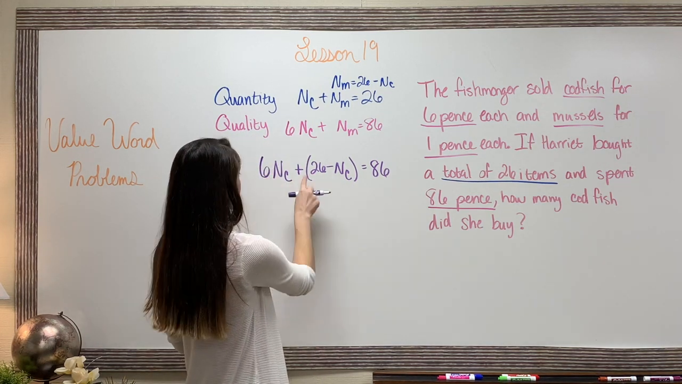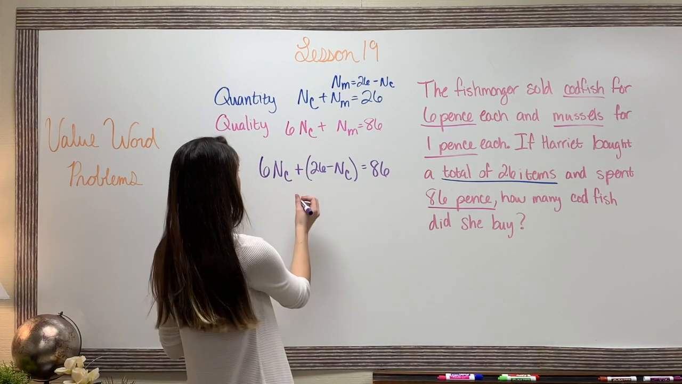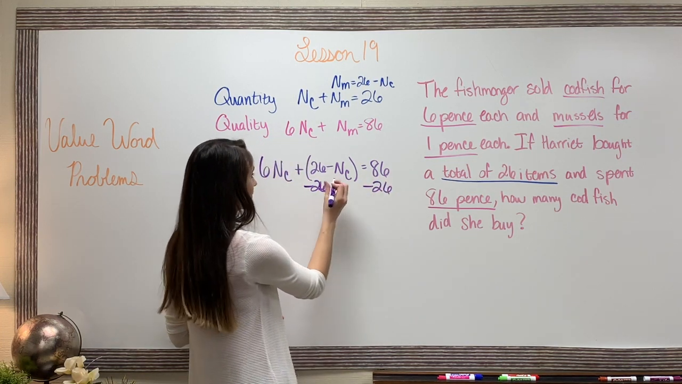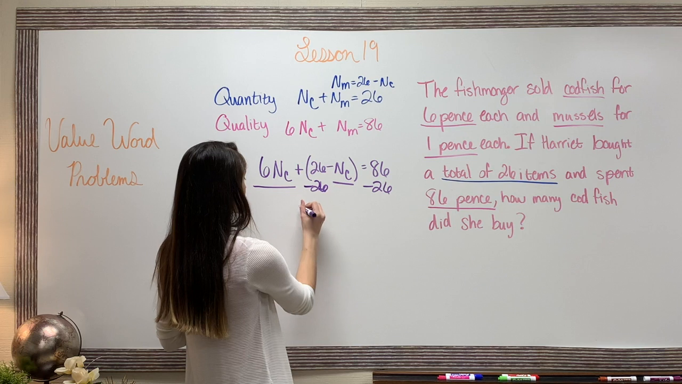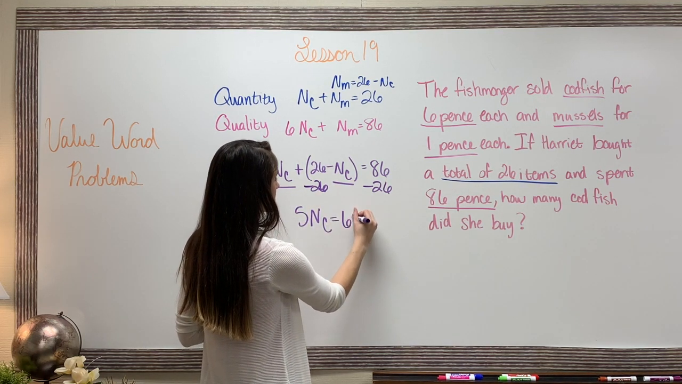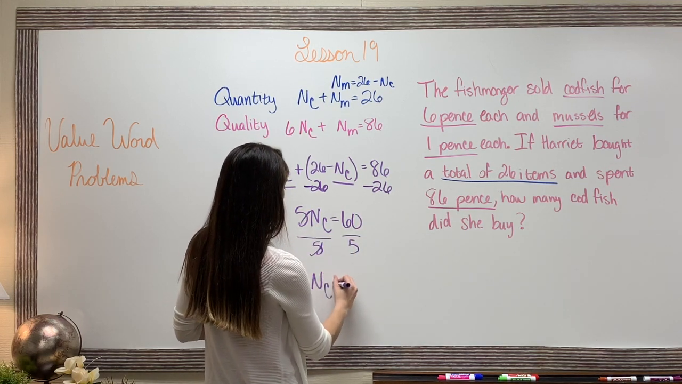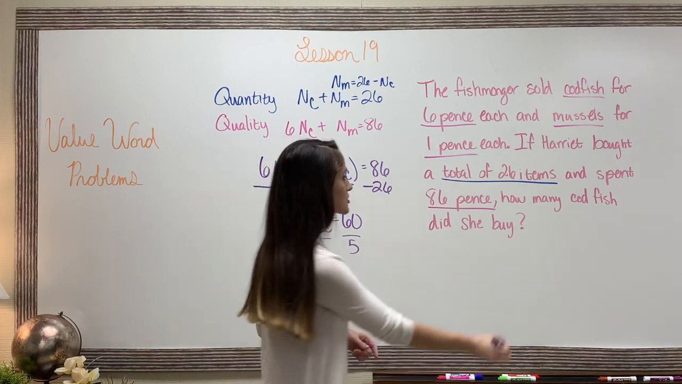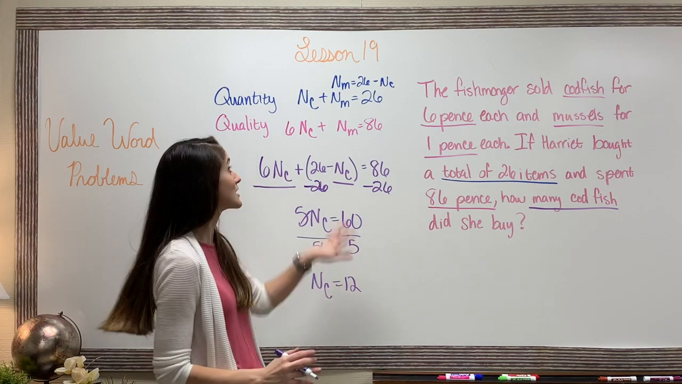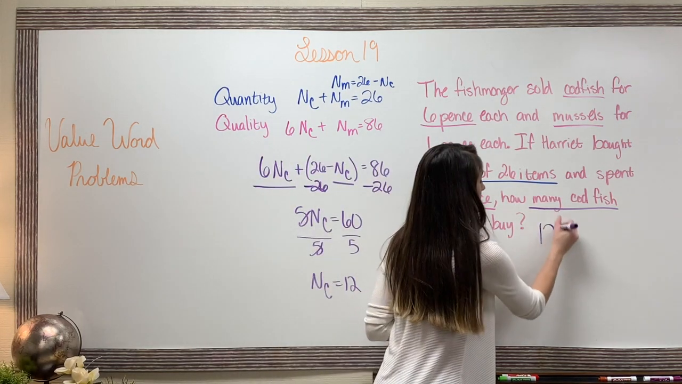So we have parentheses here, but there's nothing to distribute, so we can just disregard those. I'm going to subtract 26, and then I'm also going to add my like terms, and I'm going to end up with 5 number of cod equals 60. Divide by 5, and the number of cod equals 12. And looking back at the question, how many codfish did she buy? So I actually don't even have to take this and solve for number of mussel. They only want to know the number of codfish, and the answer is 12.